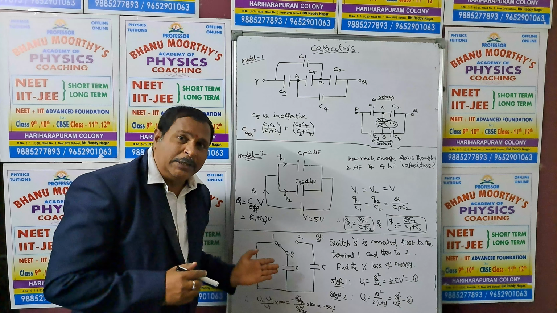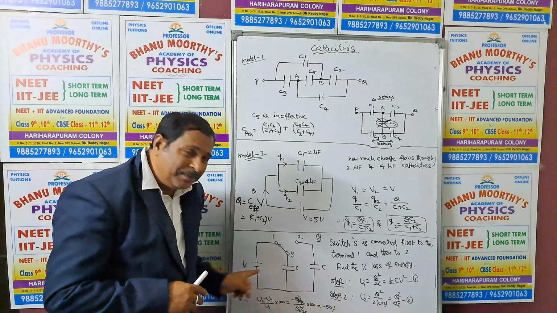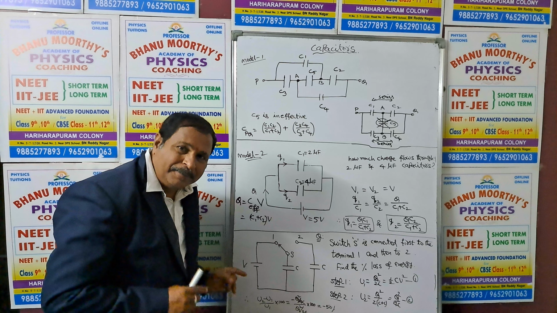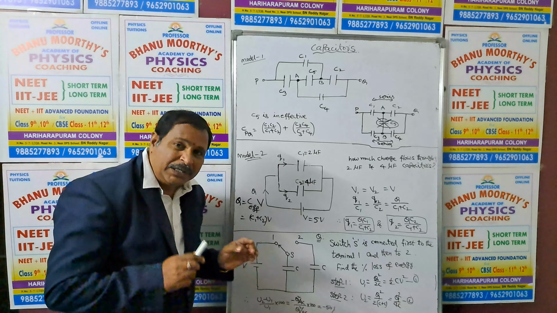Now, model number 3. Two identical capacitors, C and C, are given to you. They are connected as shown here across a battery with the help of a switch and two terminals. Now, the switch is first connected to terminal 1. In the second stage, it is detached from it.